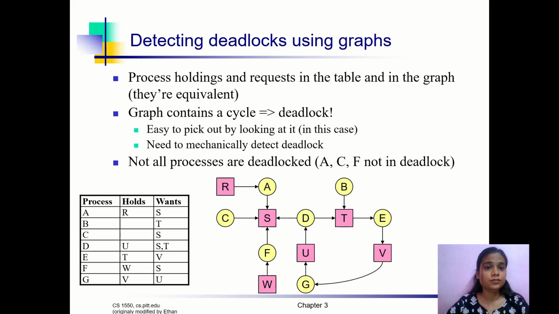This is how we detect deadlock using graphs. Process holdings and requests are in the table and in the graph; they are equivalent. If the graph contains a cycle, then it has deadlock. It is easy to pick out by looking at it. In this case, we need to mechanically detect deadlock. Third, not all processes are deadlocked. A, C, F are not in deadlock.